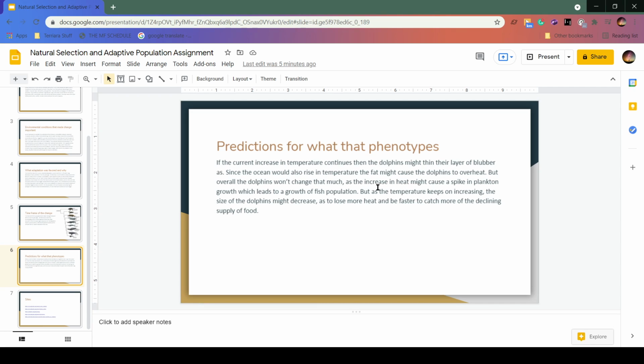And also the heat might cause a rise in plankton growth, which can increase their food, but that won't last as well if the temperature keeps on increasing. The size of the dolphins might decrease, so they can lose more heat and be smaller and even more agile to catch more of the declining supply of food.